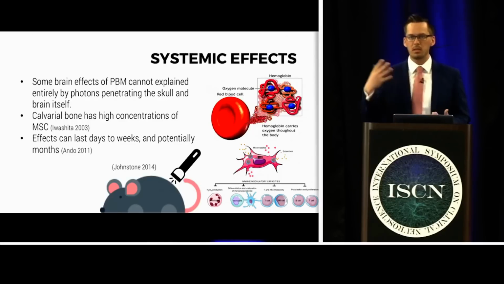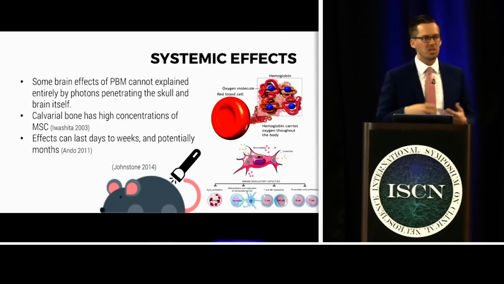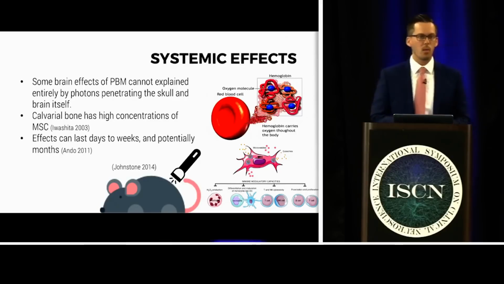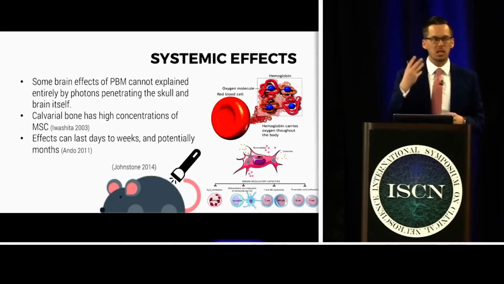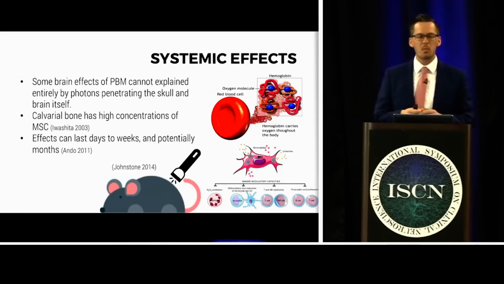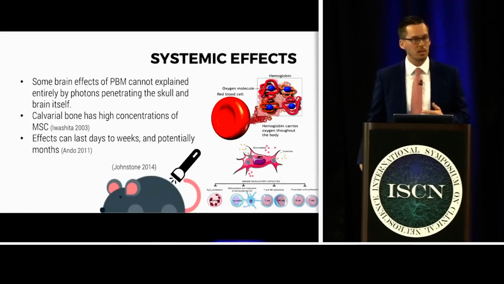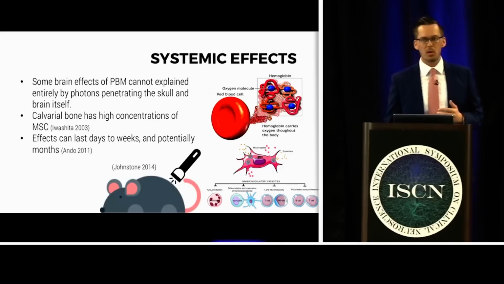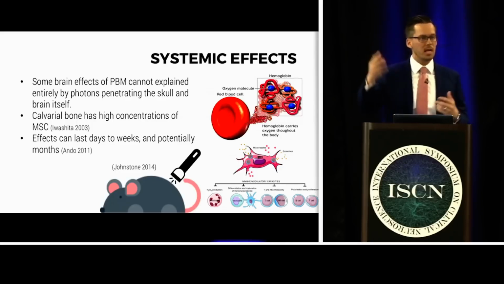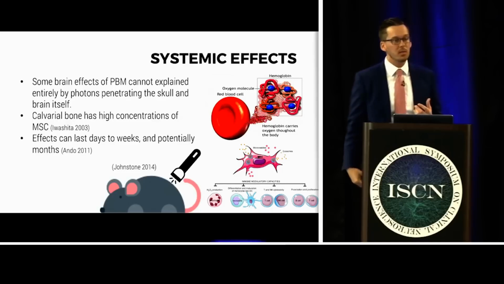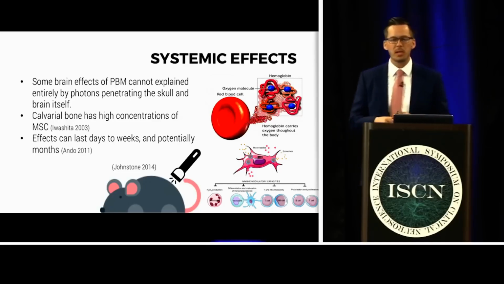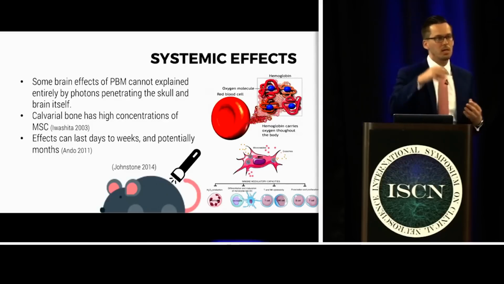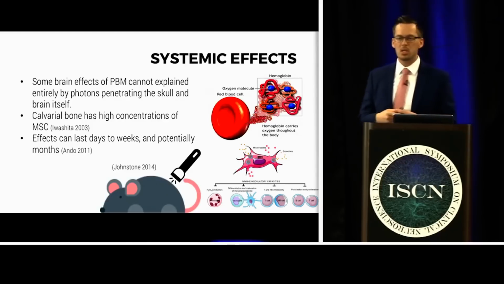So this leads a little more to question, right? What are the systemic effects of photobiomodulation at ulterior sites? And the place where they actually shone the light on these rodents was on the tibia. So they shined it on their tibia. It wasn't on their spinal cord. It wasn't anywhere in the nervous system. It was on their actual tibia. So some of the effects of photobiomodulation cannot be explained entirely by photons penetrating the skull and accessing brain tissue.